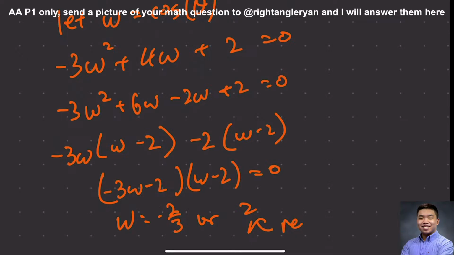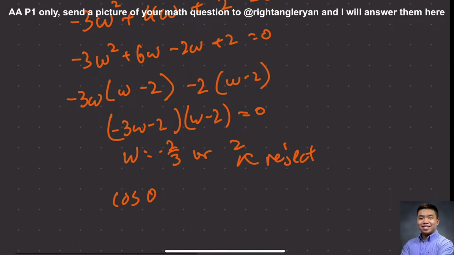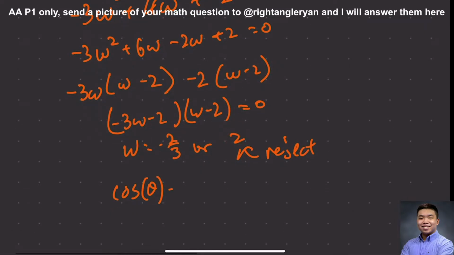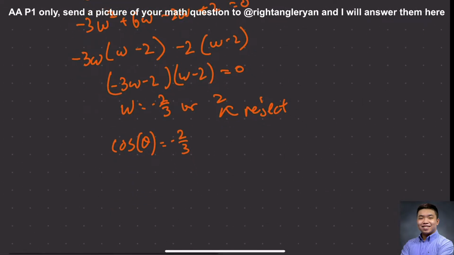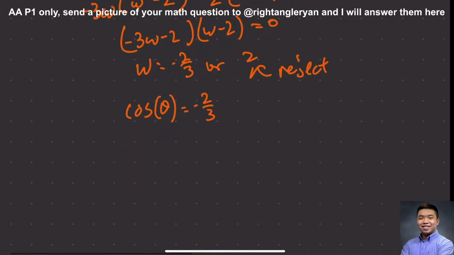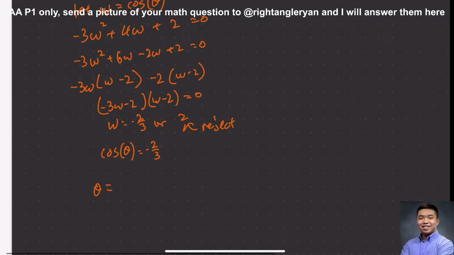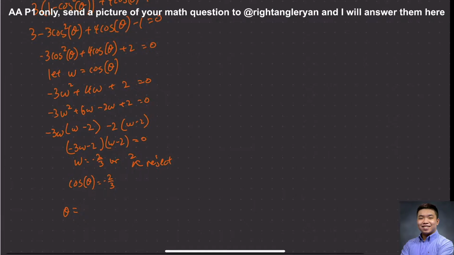This one we have to reject, because we know cosine theta can only be between negative 1 and 1, so we cannot do the 2. So therefore cosine theta is equal to negative 2 over 3. And then my range is from 0 to 2 pi, right? So theta, cosine theta equals negative 2 over 3, is this even doable? No, I don't think it's doable in paper 1, right? This might be a paper 2. Wait, or I did something wrong. Let me just double check.